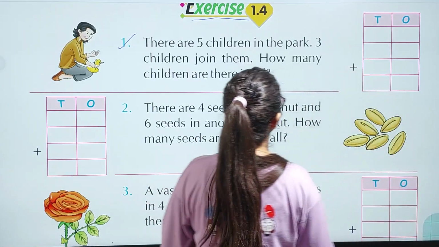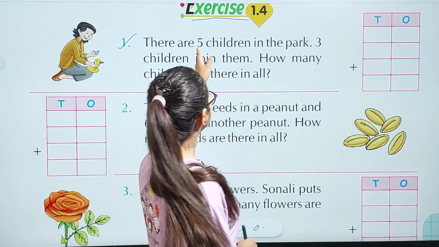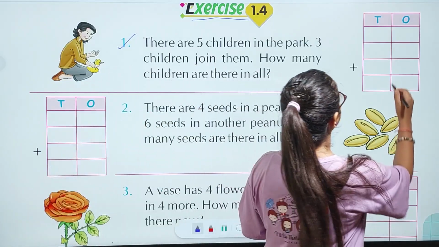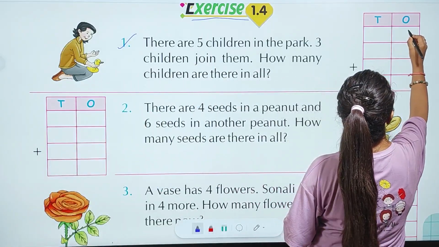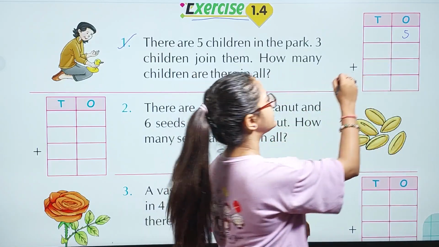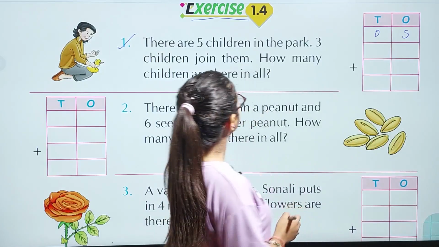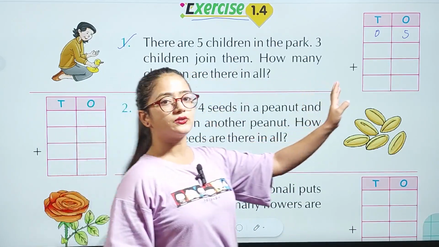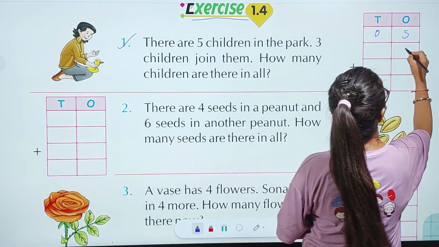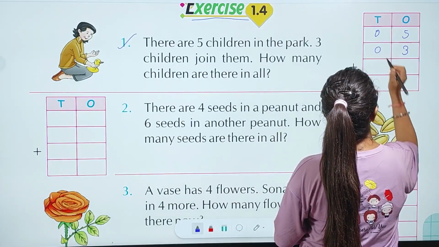First you have to write down 5 in the given box. As you can see, 5 is in the place of ones. So write down 5 here in the place of ones and 0 here in the place of tens. Now next one, 3 children. So write down 3 in the place of ones, and 0 here.